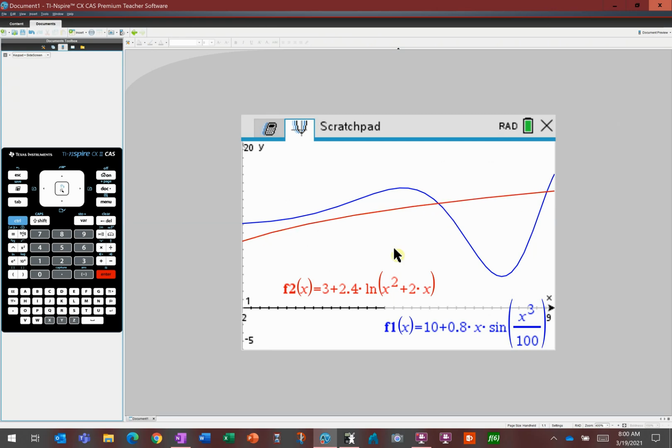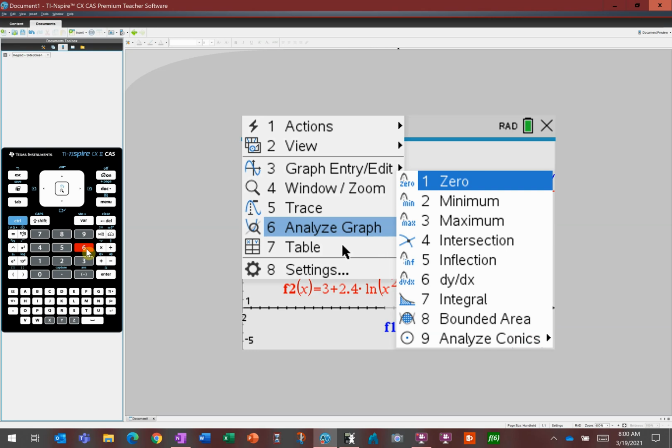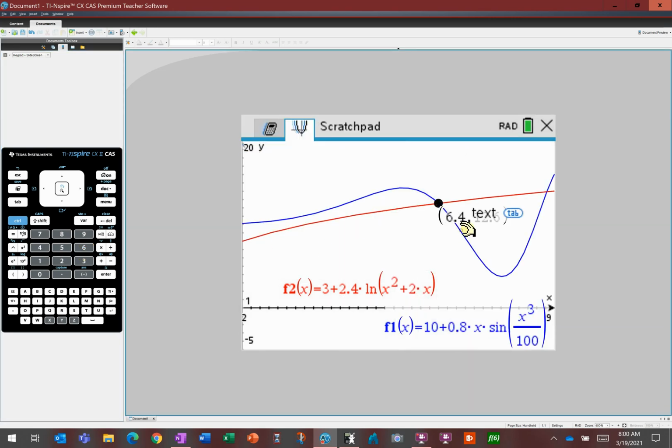So it looks to me like there's only one critical point. Let's double check that. Menu, analyze graph. We're going to find the intersection, 6.4. And again, I don't trust that either, so I'm going to do plus. There we go. Look at all those extra decimals, right? I used the plus on top of it to see all the extra decimals.